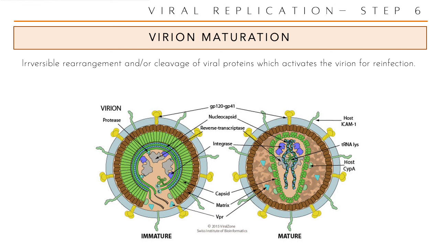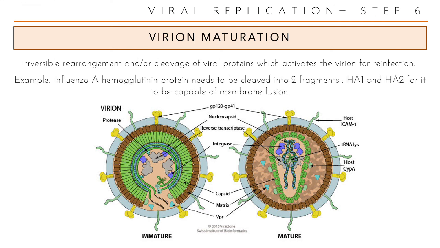All right. Example: the influenza A hemagglutinin protein needs to be cleaved into two fragments, HA1 and HA2, for the proteins to be capable of membrane fusion. Because if they remain in their intact, non-fragmented form, they would not be able to start membrane fusion in the next host cell. And the processes of assembly, release, and maturation could overlap depending on the virus.